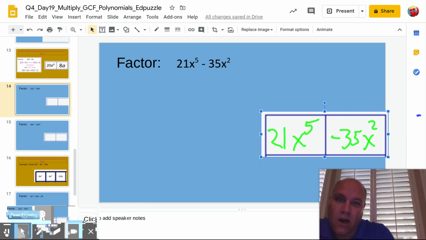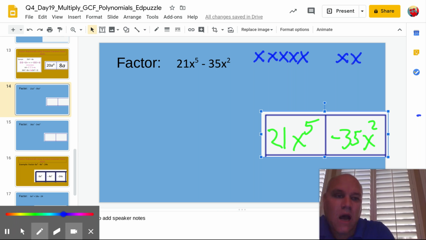Okay, on your paper, I want you to factor 21x to the fifth minus 35x squared. I set it up for you in the generic rectangle. That's, again, a 1 by 2. So you got to think about what's the greatest common factor for the number, what's the greatest common factor for the x, the variable.